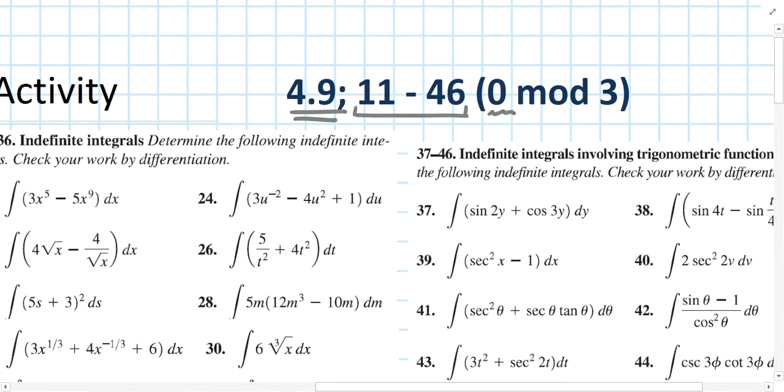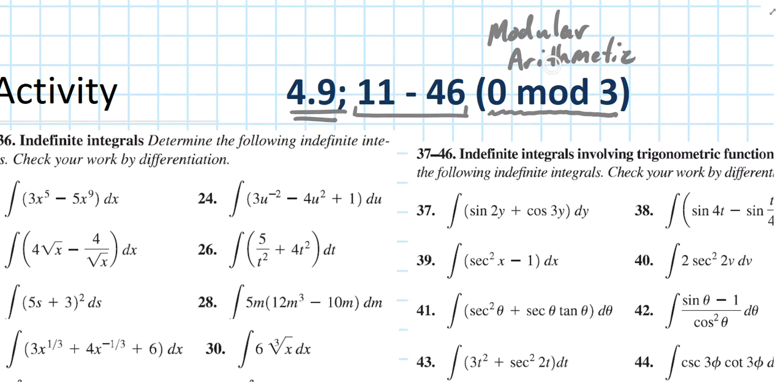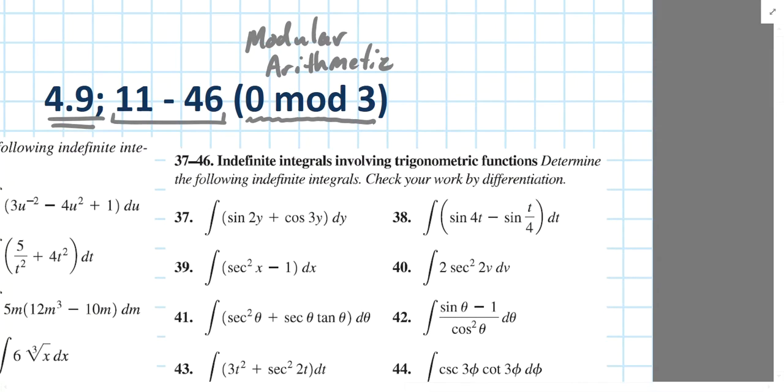But I don't want you to do all of those. I only want you to do the numbers associated with 0 mod 3. Now this is a phrase that we use in something called modular arithmetic, and you can search that on your own for more information if you'd like. But essentially this phrase 0 mod 3 is implying that I only want you to complete multiples of 3. So instead of just saying do the evens or do the odds, I'm asking you to do multiples of 3.